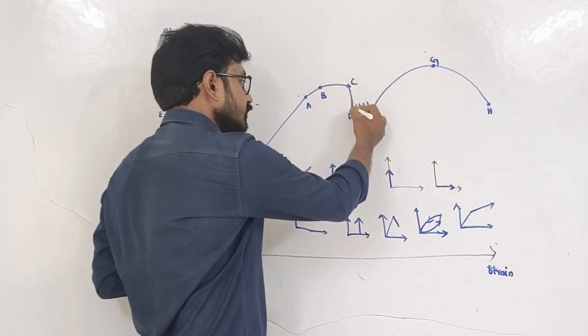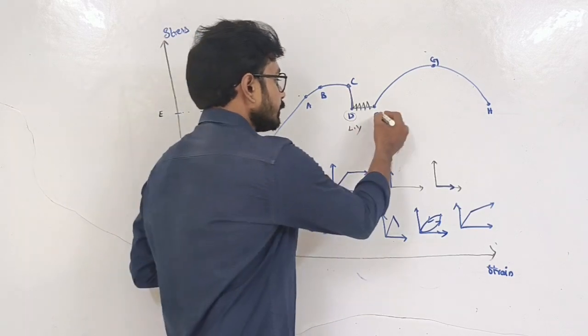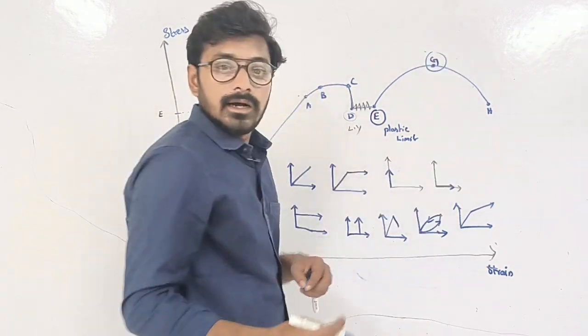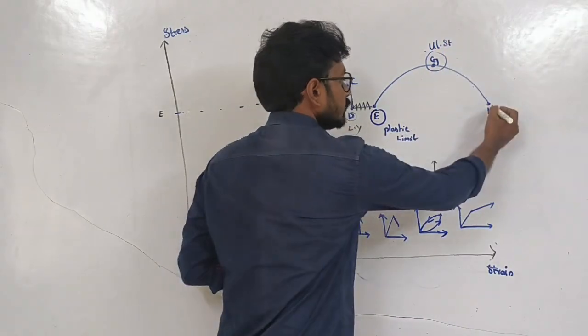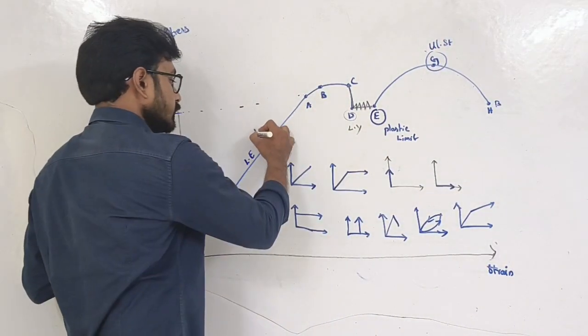From the upper yield point, there will be a sudden drop of stress. So this is called our lower yield point, right? So this is our lower yield point. And this is our plastic limit, and this is our ultimate stress, and this is our fracture breaking point. Okay, so based on this graph, we will have the zones. From 0 to B is linear.